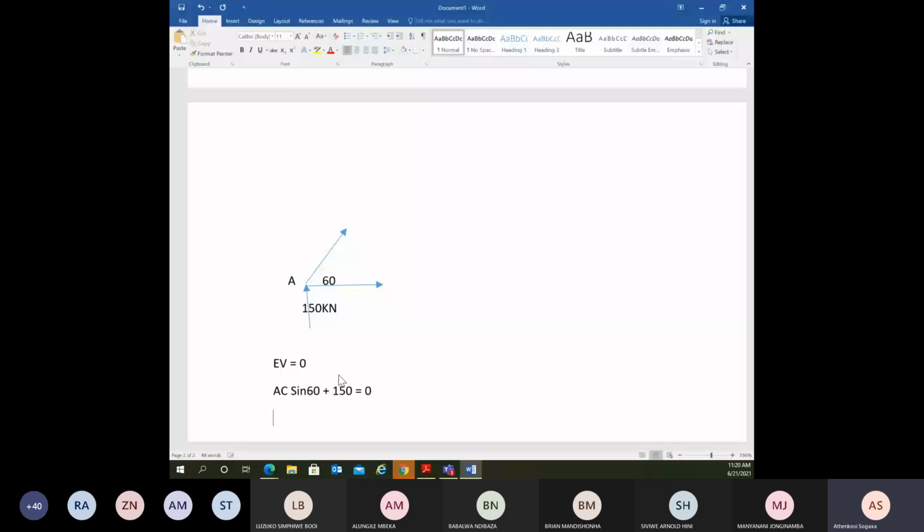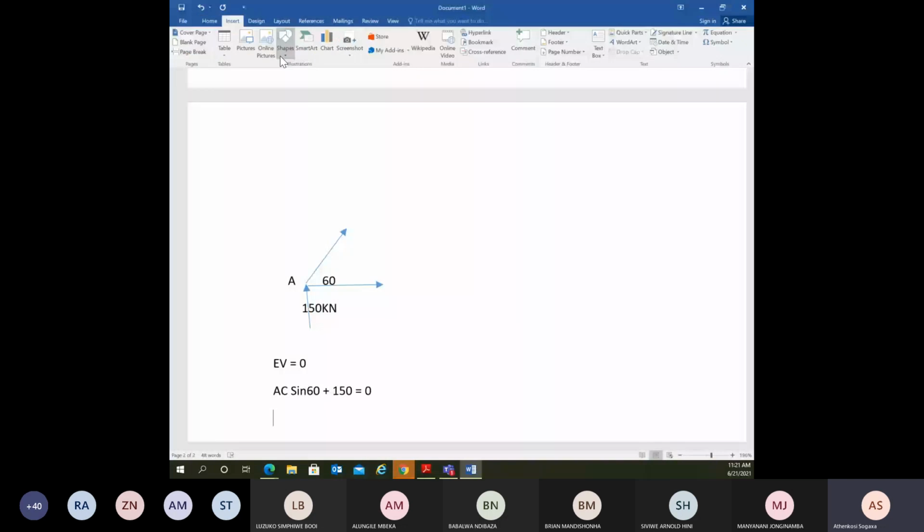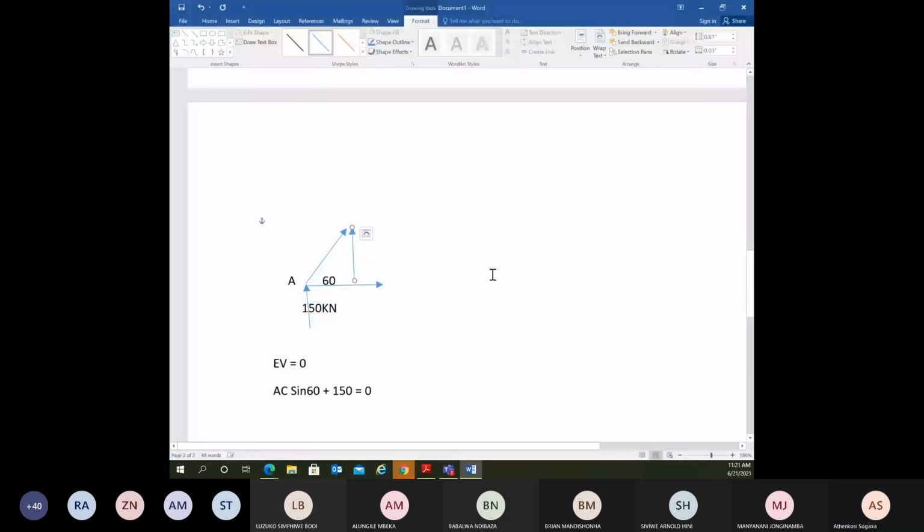And then this vertical here, it goes towards this direction, because I assumed the vertical of this force goes towards this direction. Isn't that so? Upwards. You see? It goes upwards. That's why AC is positive.